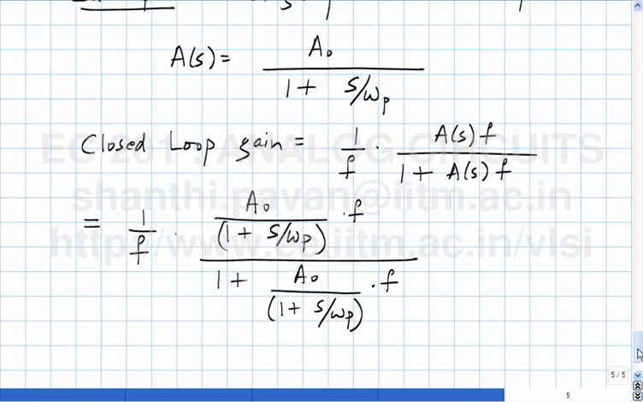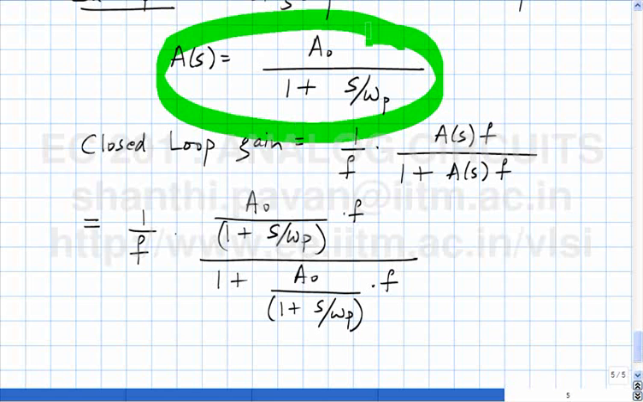Before I continue with the math, what do you expect will happen to the closed loop gain? What is the closed loop gain at DC? At DC, the closed loop gain will be 1 over F times A naught F divided by A naught F plus 1. Now as frequency goes on increasing, what is happening to the gain of the forward amplifier? Look at this expression. As the frequency of the sinusoid put into the forward amplifier is increasing, the gain of the forward amplifier is decreasing.